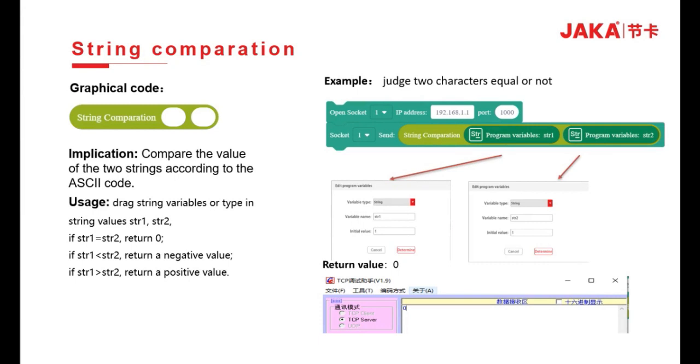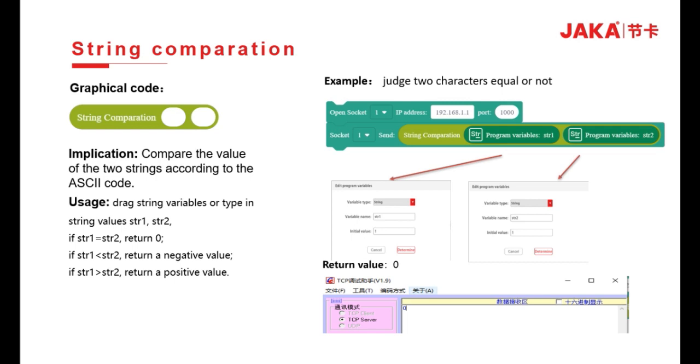String comparison. The string comparison compares the value of the two strings according to the ASCII code. Drag in the variables to compare it. If string 1 equals string 2, return 0. If string 1 inferior at string 2, returns a negative value. And if string 1 is superior at string 2, return a positive value.